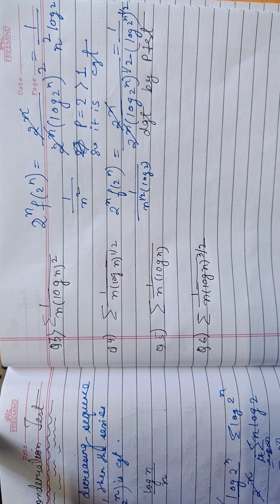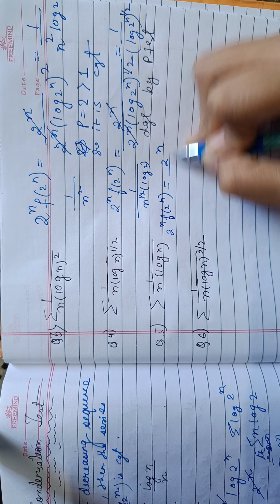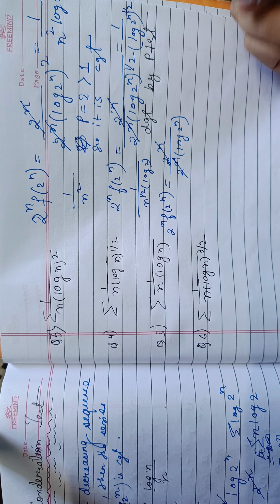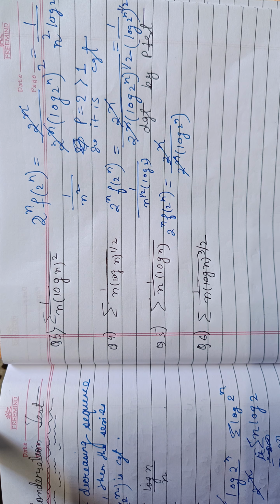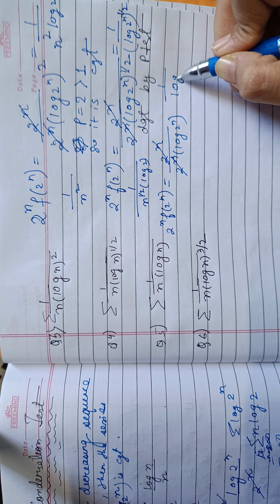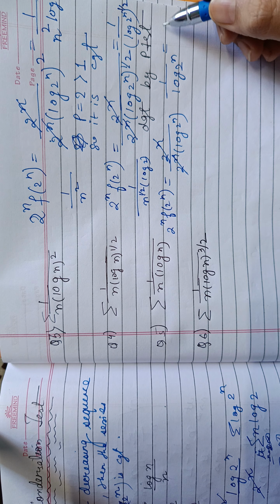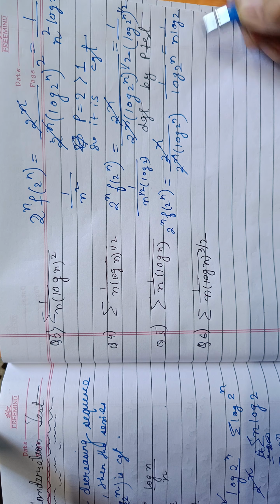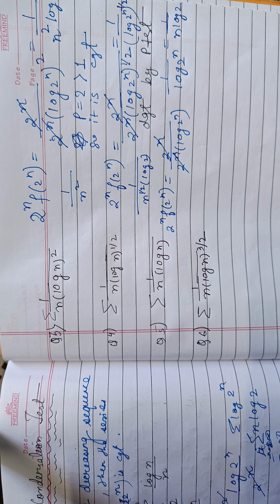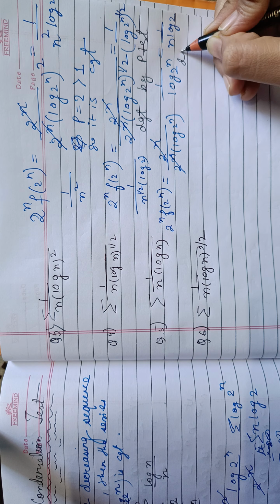Now in this case, 2 to the power n, f of 2 to the power n is 2 to the power n upon 2 to the power n log 2 to the power n. Okay, this will get cancelled, and here it is 1 upon log 2 to the power n. It can be written as 1 upon n log 2. Now 1 by n, if I put infinity here, 1 by infinity is 0, which is less than 1, so it is also divergent.